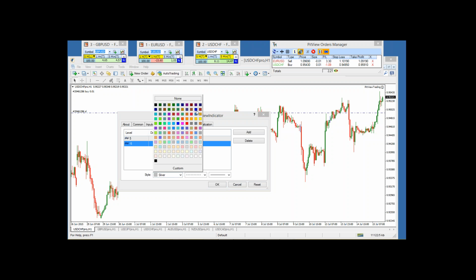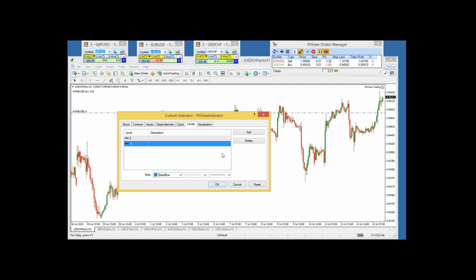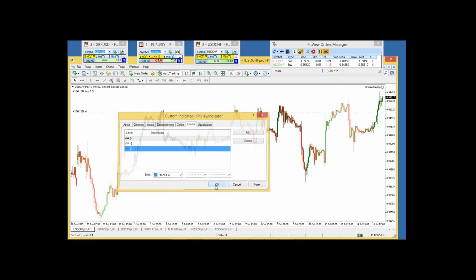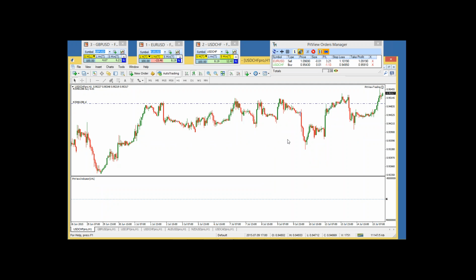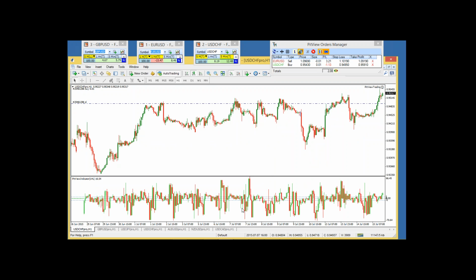You can change your colors around just a little bit if you want your colors to look a little bit different. And then the 0 line is another thing that I've started to add here. Just the 0 line, kind of the neutral line, showing when the buy and sell imbalances are shifting from one to the other. Click on OK. And there I have my PitView Indicator down here on the bottom of the screen.